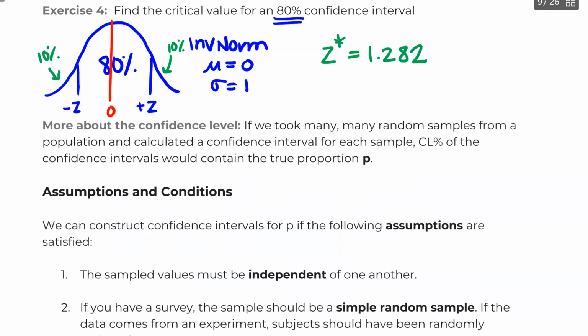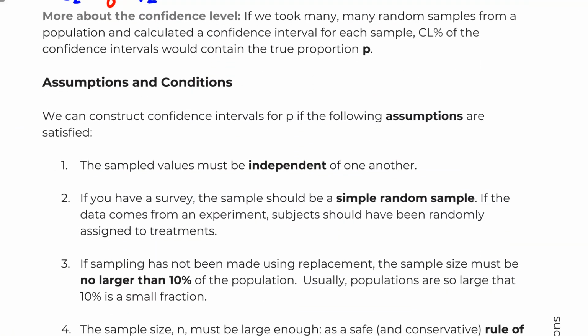There is one last thing here to talk about because I started talking about the assumptions and conditions. I don't know if I covered this in that video, and I refuse to watch myself once I make a video. But a little bit more about that confidence level. When we set a confidence level, it's saying that if we did this a whole ton of times, we could have this percent of them catch the real value.